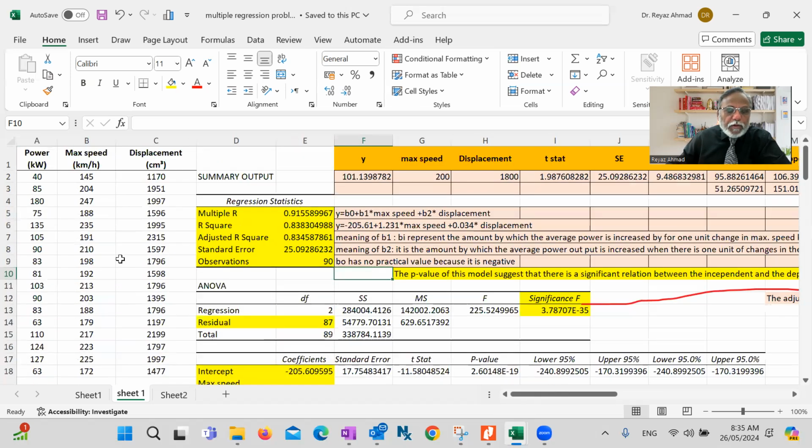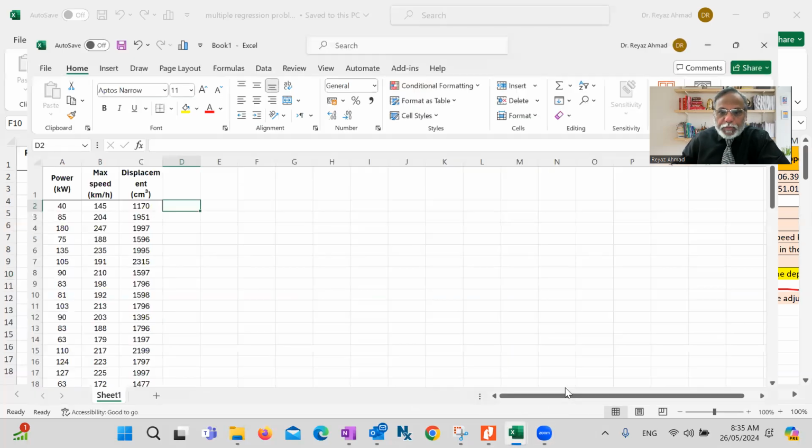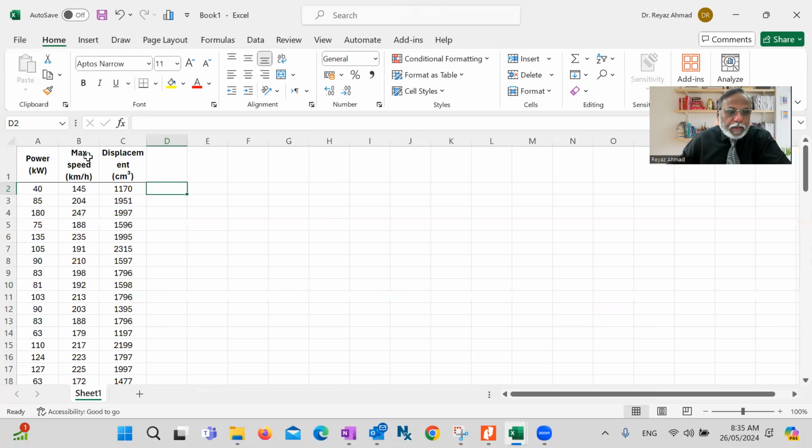Okay, and I have already applied that data analytic tool to get some of the answers over here. So how I got this data, I will just show you here in another sheet. I have already copied the data. Here one of them will be the y, another will be x1 and x2. You may not write y or x1 and x2. You can write y as power, x1 as maximum speed, and x2 as the displacement. You may keep the same name. It doesn't make a difference.